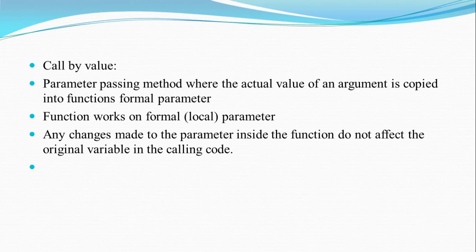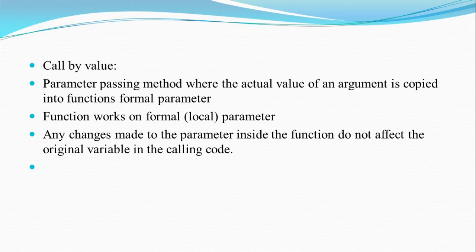Now basically there are two types of parameters. One is called actual parameters and another is called formal parameters. The actual parameters are the parameters which are passed in the main program. That means when we call the function, the parameters which are passed are called actual parameters. And the second one is formal parameters. These are the parameters which are defined in the function definition.